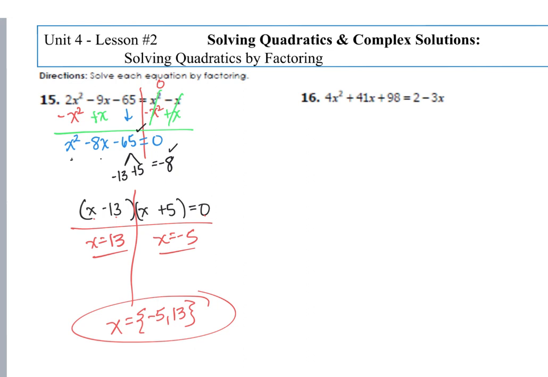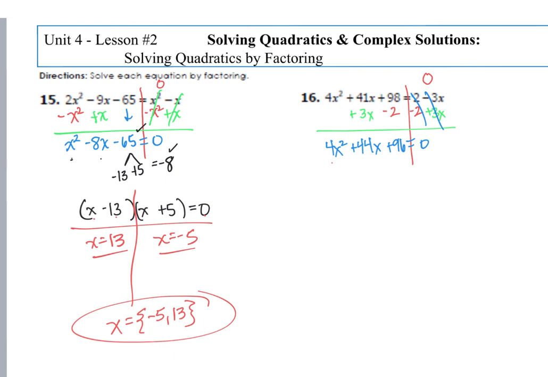On number 16, we've got 4x squared plus 41x plus 98 equals 2 minus 3x. So again, I need 0 things to be over here on the right side. So we're moving everything so that there's 0 things left. We're going to minus 2, matches up with 98, and we're going to add 3x, which matches up with 41x. What do we get when we put those together? We get 4x squared unchanged. 41 plus 3 is 44x, and 98 minus 2 is 96, and that's equal to 0.